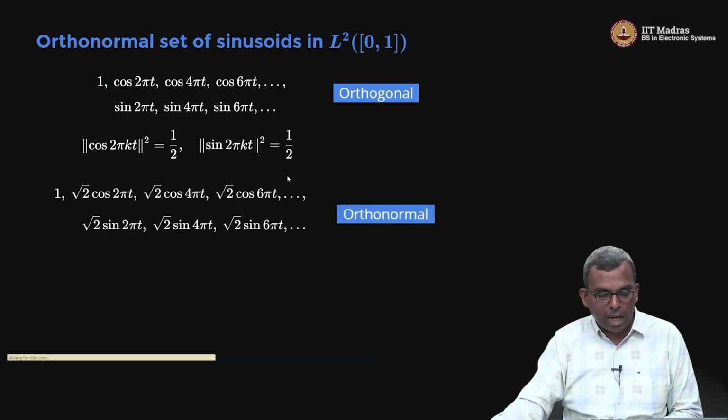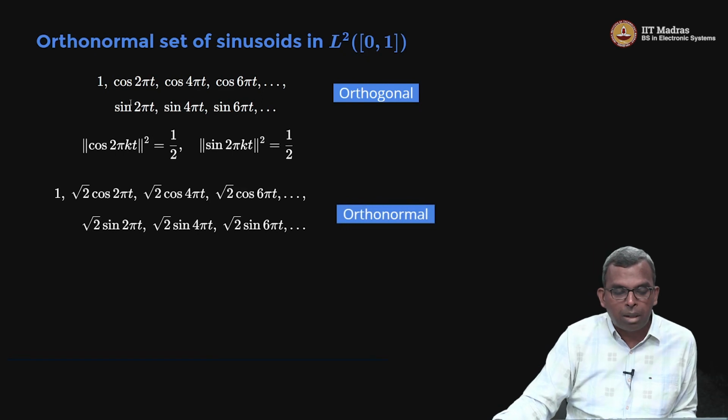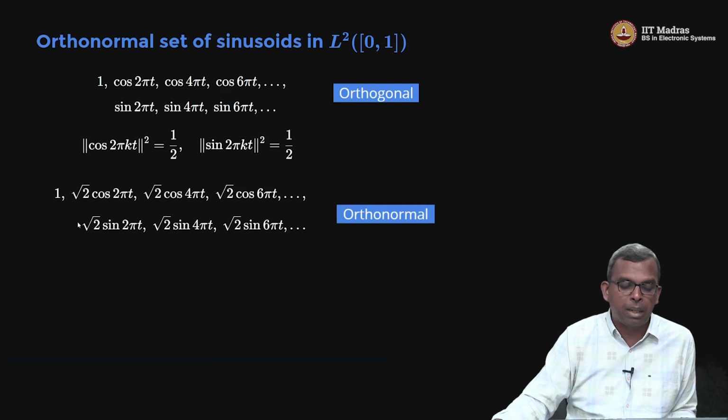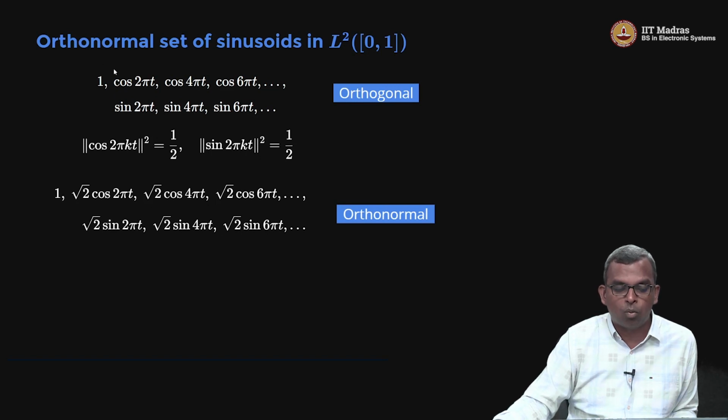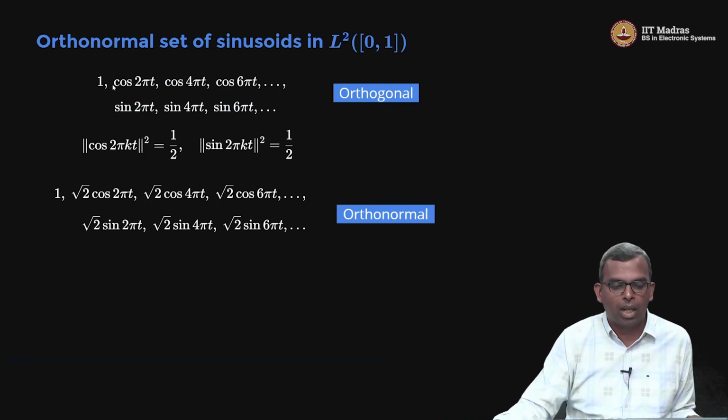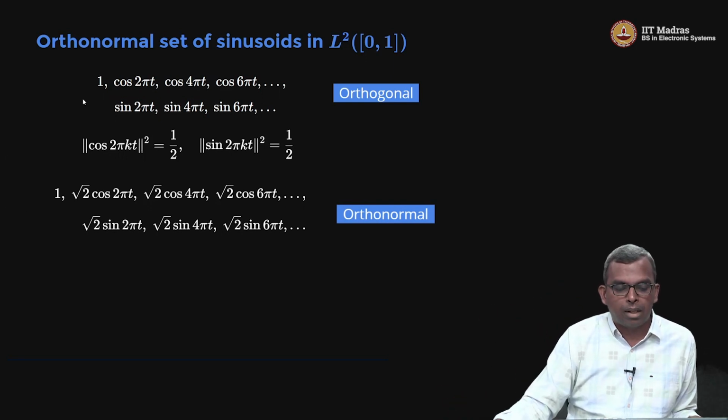So when you normalize, all of these have to be divided by the norm. The norm is 1 by root 2, so dividing by 1 by root 2 becomes multiplication by root 2. And 1 remains 1 by itself, because the norm of 1 is 1: you integrate 1 squared from 0 to 1, you just get 1. So there's no problem there. That remains 1, but all these other functions get multiplied by root 2.